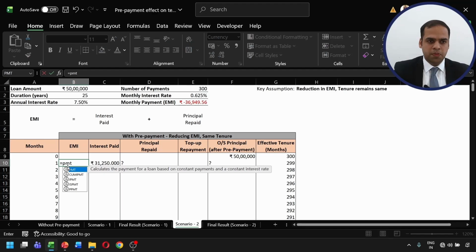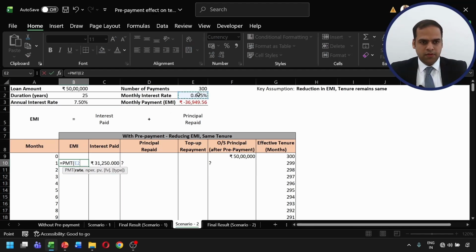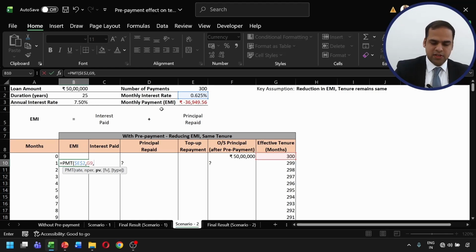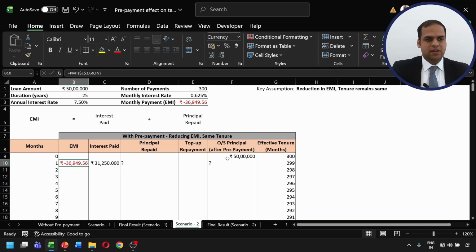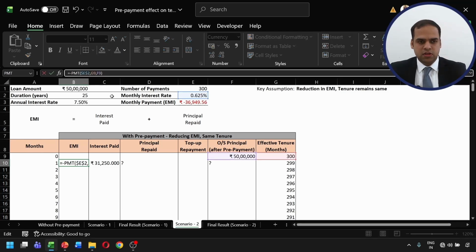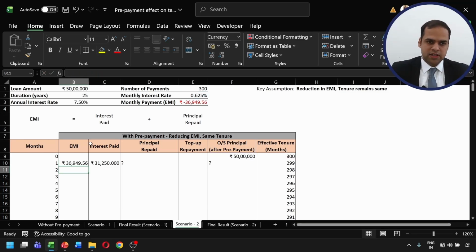We insert equal to PMT, rate is 0.625%. We freeze this cell. NPR is basically 300 months for the first EMI, and the present value is the outstanding principal, which is what we have taken initially. And I close the bracket. We get to know that 36,950 is our EMI at the first month. I prefix this with minus to make it visually understandable.